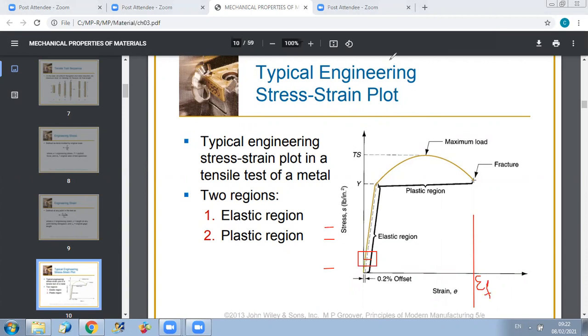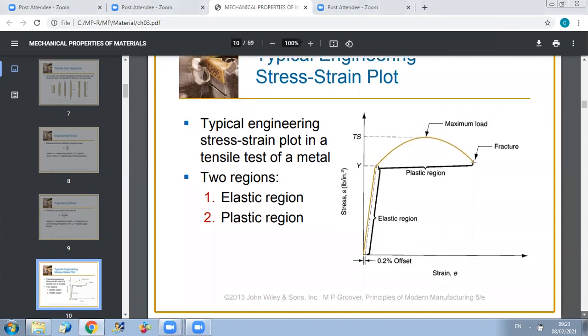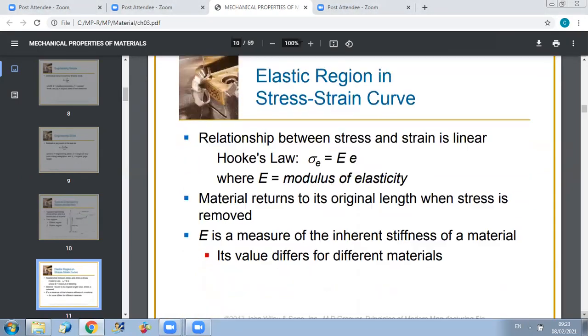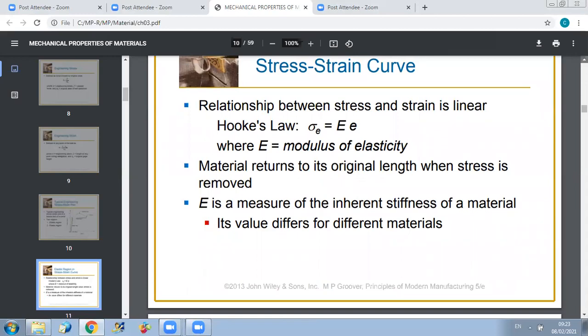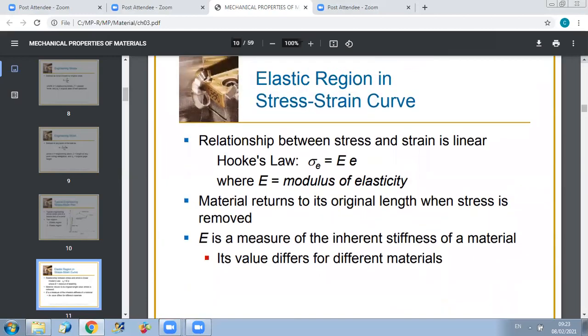Now, let us continue. So here we will summarize what we concluded from the stress strain graph for engineering stress. The relationship between stress and strain is linear in a first phase, which is the elastic phase, and the equation of stress as a function of strain is given by Hooke's law, where sigma is equal to E times epsilon, where E is the modulus of elasticity.